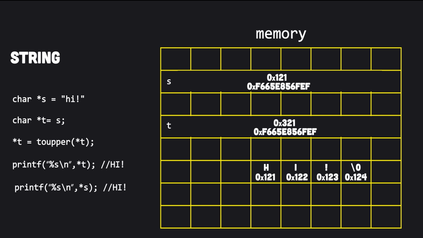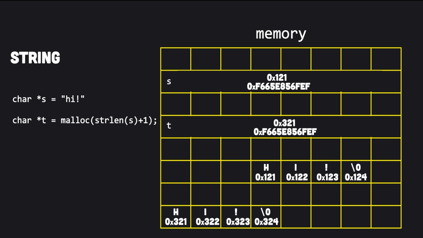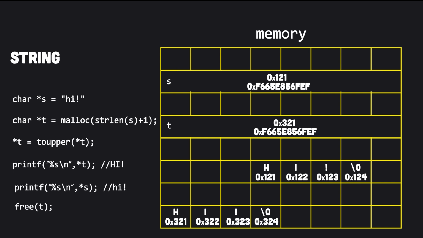To create a true copy, we must allocate new memory using malloc, like char *t = malloc(strlen(s) + 1). After copying each character, applying toupper to t leaves s unchanged. Crucially, we must free any memory allocated with malloc using the free function to prevent memory leaks. Forgetting to free memory can lead to running out of available memory.